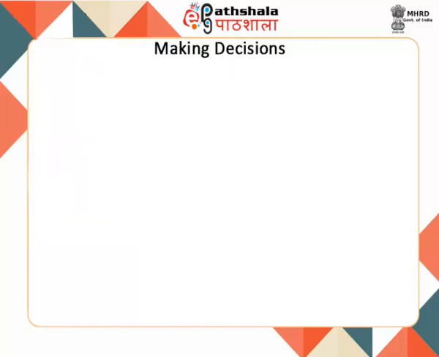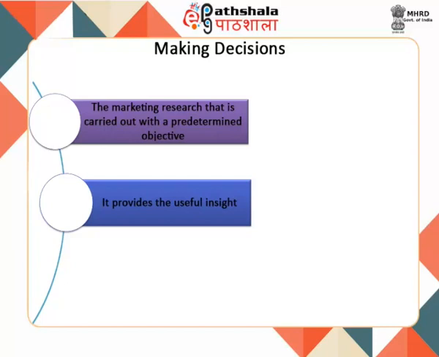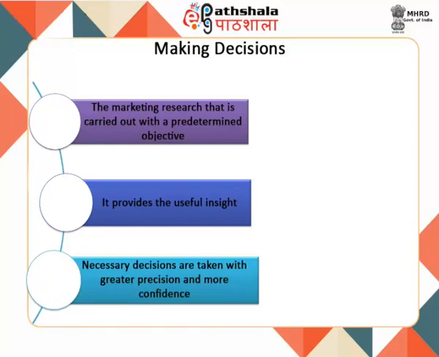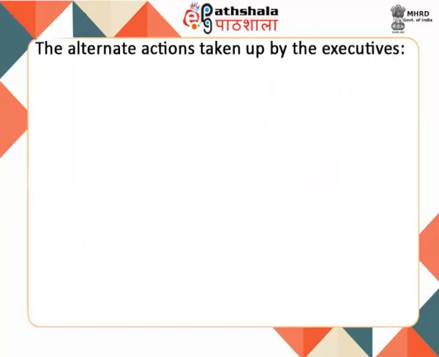And the last step is to make the decisions. The marketing research that is carried out with a predetermined objective is a means to reach the end. It provides useful insight, but the efforts are not significant until necessary decisions are taken with greater precision and more confidence. The information provided by the researchers in their report may be used by the managers in different ways depending upon its significance, utility, and criticality. The alternate actions taken up by the executives can be as follows.